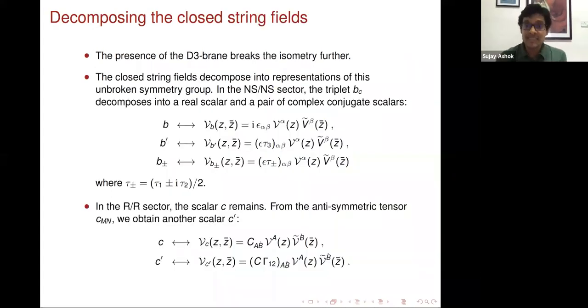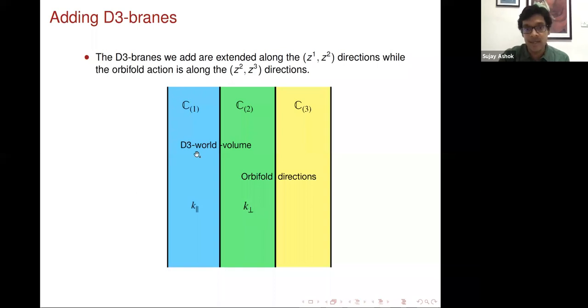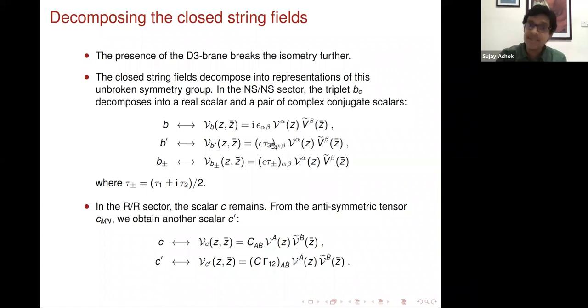The first thing that happens is that all these scalars, all these NS and Ramond fields we discussed, will no longer be treated as representations of the SU(2), because the SU(2) is broken by the presence of the D-brane. The D-brane breaks the isometry to SO(2) times SO(2) times SO(2), as opposed to the SU(2) that was here. So instead of talking about triplets, I'll just consider 4 scalars here, which I denote B, B prime, and B plus minus. I just no longer use the triplet notation because the SU(2) is broken by the D-brane.